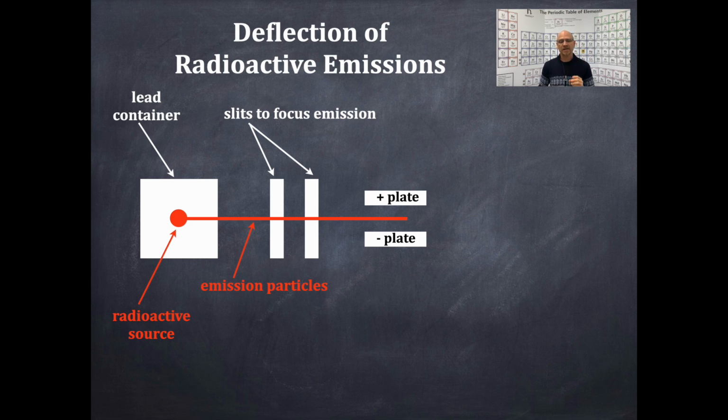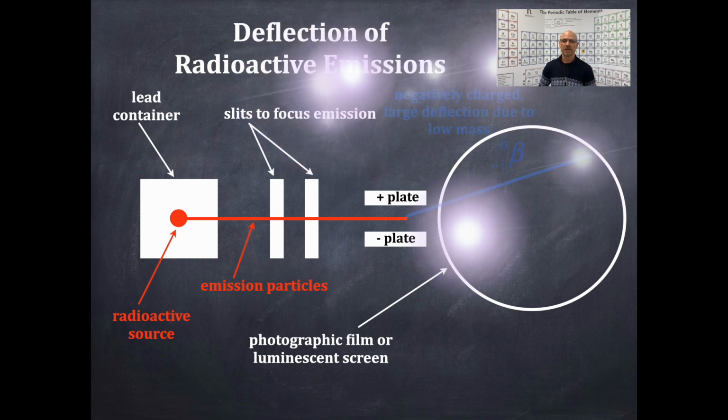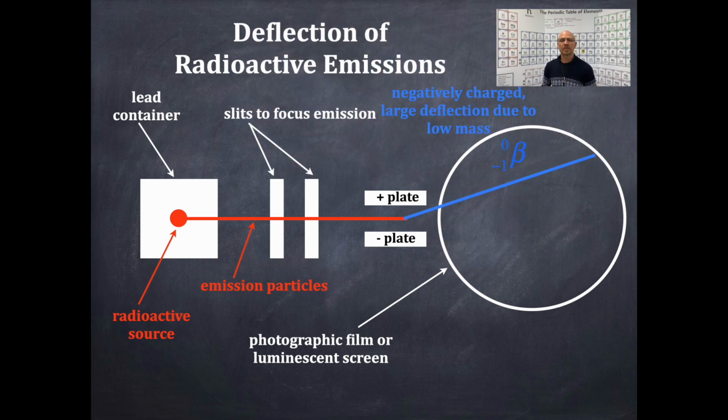Now the emitted particles are going to pass through a magnet. That magnet has a positive end and a negative end. As the particles pass through that magnet, they're going to be deflected if they have a charge. If they don't have a charge, they're not going to be deflected. We're going to figure out what is on the other side by using this photographic film or this luminescent screen, so we can detect those particles on the other side. That's our detection method.